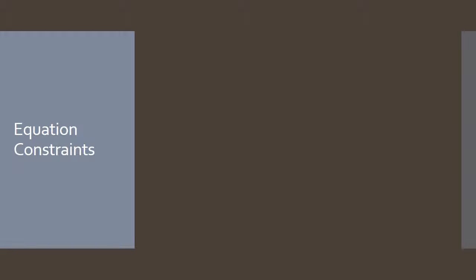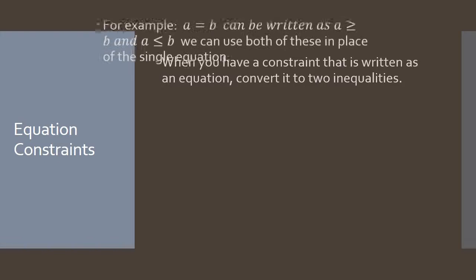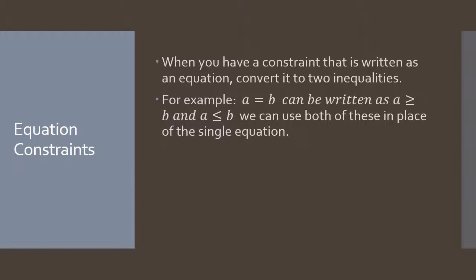Okay, equation constraints. One more little monkey wrench to throw in here. What if your constraints aren't inequalities? Well, when our constraint is an equation, we're actually going to convert it to two inequalities. For example, a equals b can be written as a is greater than or equal to b, and a is less than or equal to b. Because when those two things meet, you end up with a equals b.